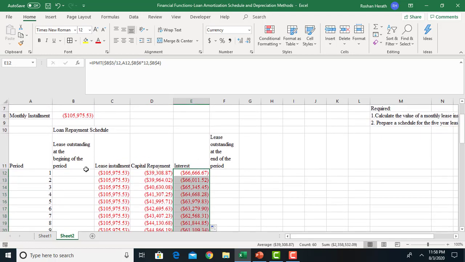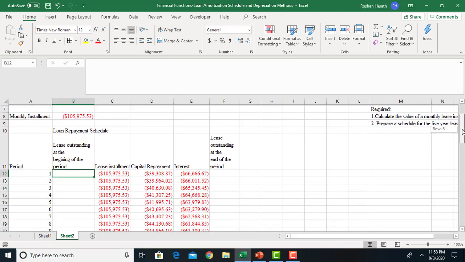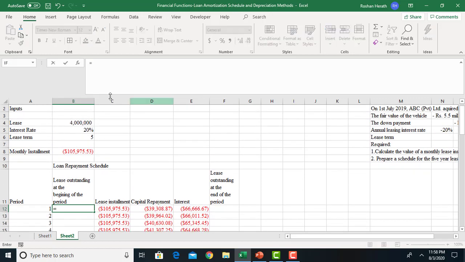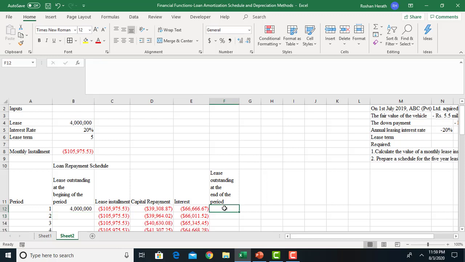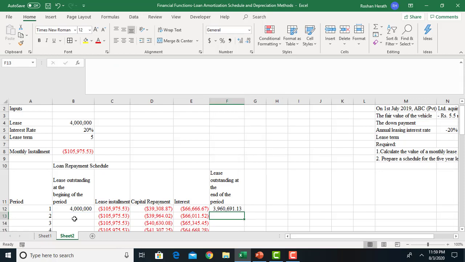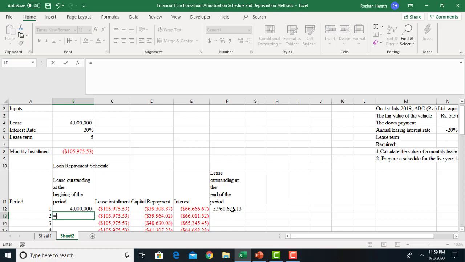Now you have to complete this. Start with the lease outstanding at the beginning of the period, make a reference. Then the lease outstanding at the end of the period is simply the lease outstanding at the beginning of the period plus the capital repayment. So you may simply deduct that, since it's a minus figure, you may take it as addition. Then you have the lease outstanding at the end of the period, and you know that is the lease outstanding at the beginning of the next year.